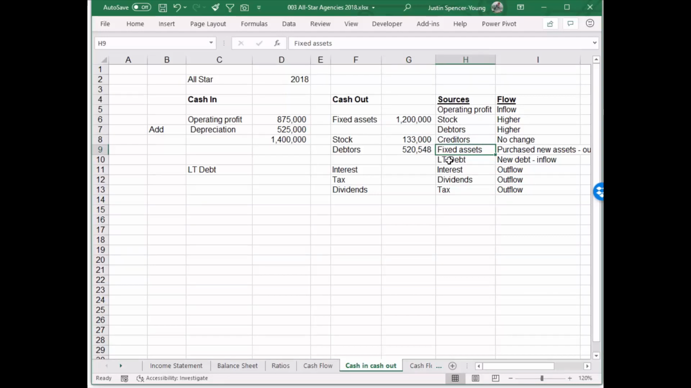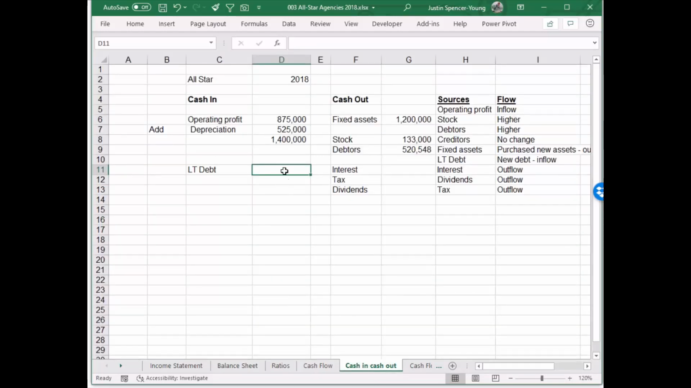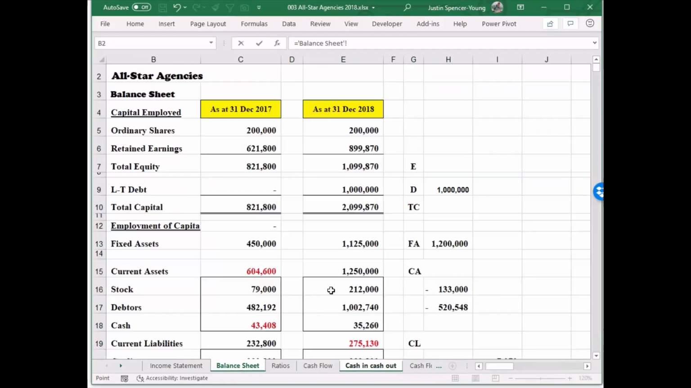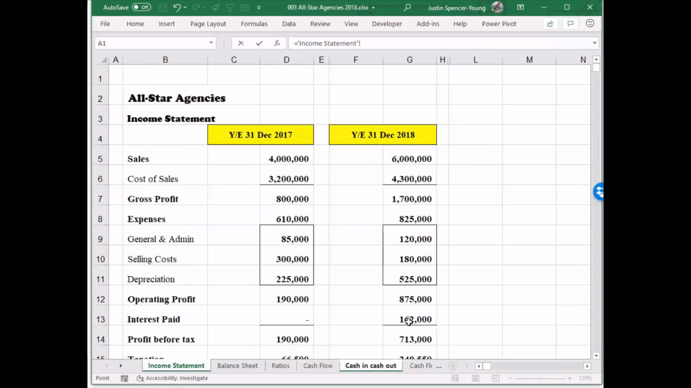The next source of cash was the new debt, and this one was actually quite straightforward because the story told us that he borrowed R1 million, and there you see he had no debt, and now they have R1 million worth of debt, and really what we want to do is get the difference between the two, and that's obviously R1 million. So for our cash in, we're going to say this is equal to the cash flow that came in there, and that takes care of cash in. Now the interest was cash out. Well, that's quite straightforward. We're going to go to the income statement and find the interest expense there of 162,000.